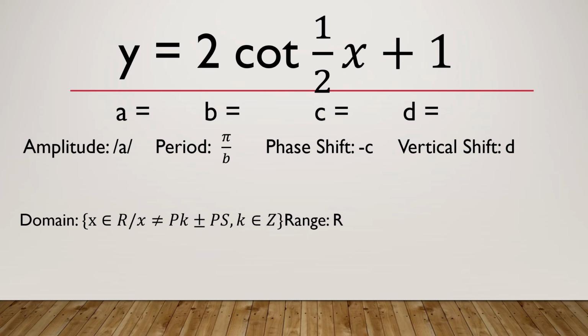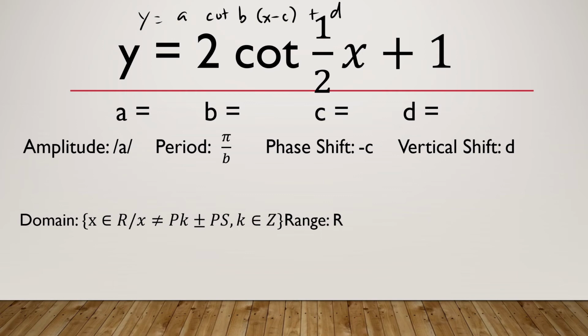Let us now have another example. y is equal to 2 cotangent 1 over 2x plus 1. Again, let's check if it is in its standard form. It should be y is equal to a cotangent (bx minus c) plus d. So as you can see, this is in its standard form.